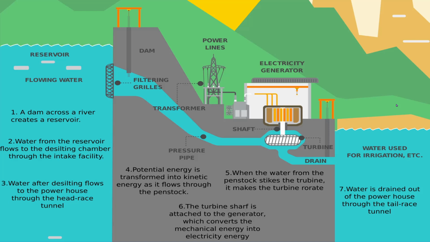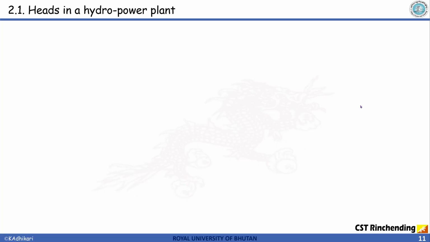So why the powerhouse is constructed downstream is because we get the elevation difference, and that elevation difference between the dam and a powerhouse is what we call the head, and we are going to discuss more about it later. So with this, let's continue. And yes, now the next topic that we have to discuss is the head.